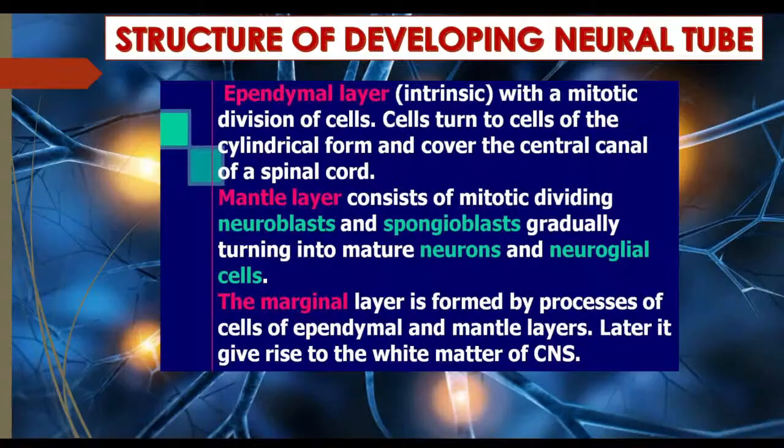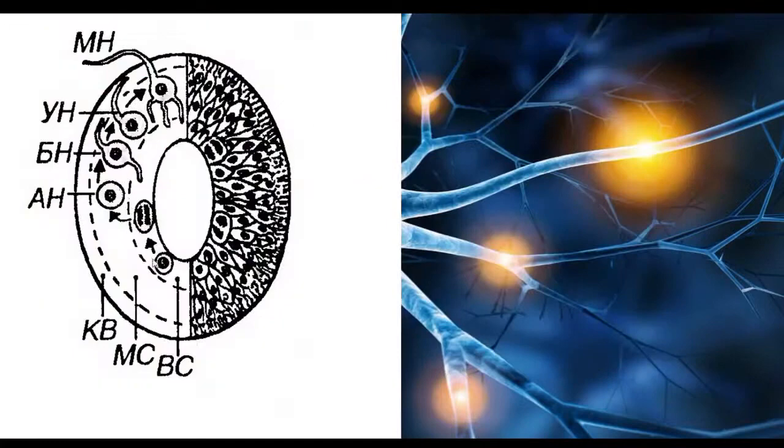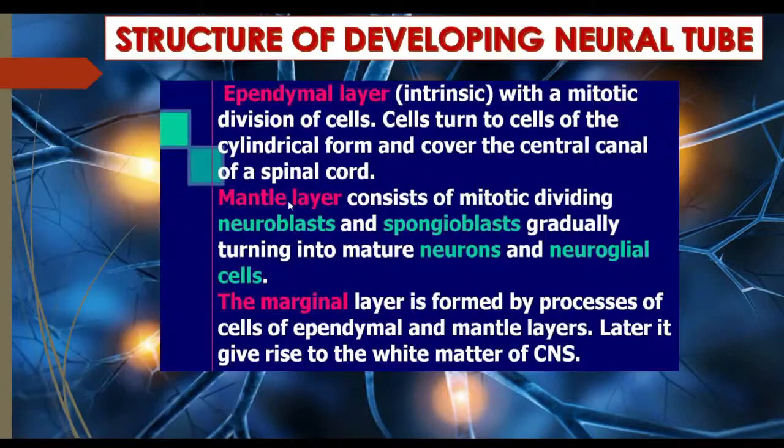Next, the structure of the developing neural tube. Once the neural tube is formed, it can be classified into three layers. The ependymal layer, through mitotic division, turns into cells of cylindrical form and covers the central canal of the spinal cord. The internal concentric area, or ventricular area, also named ventricular, has dividing cells. The mantle layer consists of mitotically dividing neuroblasts and spongioblasts, gradually turning into mature neurons and neuroglial cells.